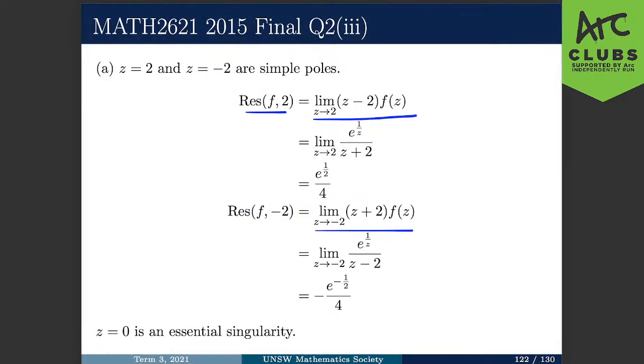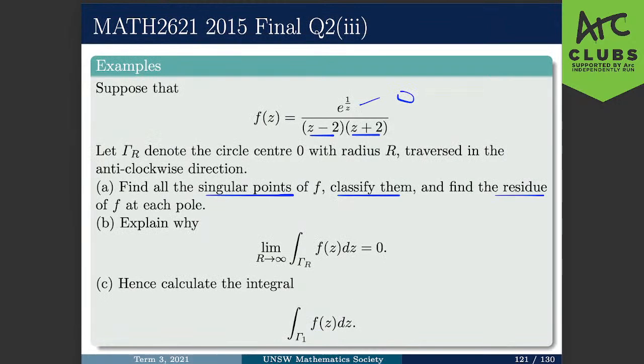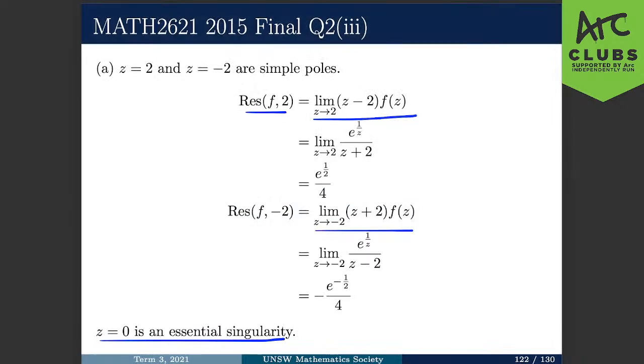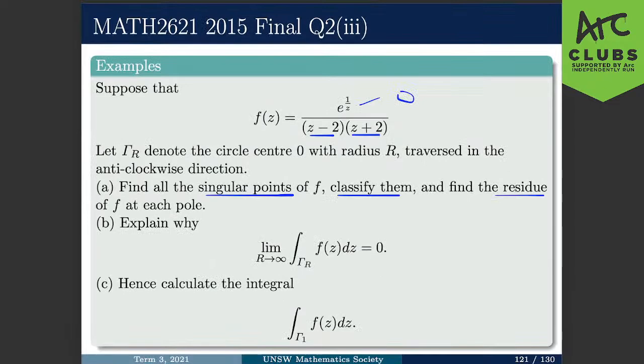Okay, and finally, z equals 0 is an essential singularity. For essential singularities, you can't use the limit formula. You actually need to find the power series, the Laurent series of this function, and then find the coefficient of z to the -1. The question just says find the residue at each pole, and that's not a pole, so we don't need to find the residue. That coefficient would be the residue at 0, but it's much harder to find, which is why they didn't ask you.